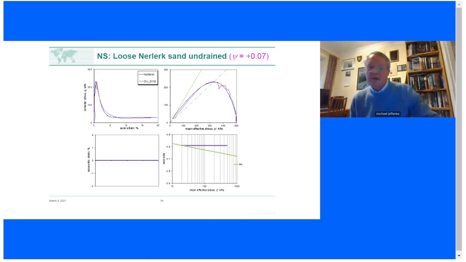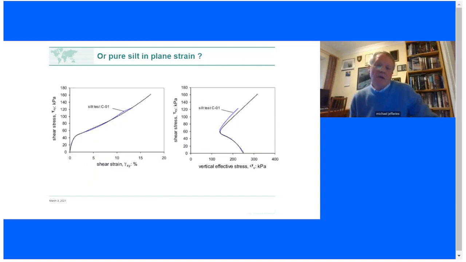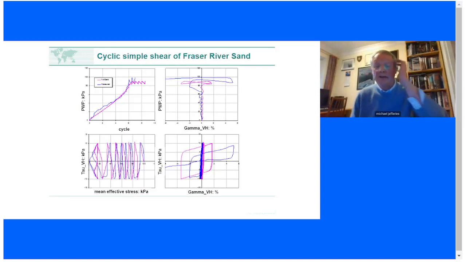At this point, people will say, okay, Mike, you're just showing us triaxial stuff, but all our stuff is 3D. Well, here's pure silt in plane strain, NorSand versus the test data. And people say, well, what about cyclic mobility under earthquake loading? Well, there we go. We can do that as well. In essence, we have now got a complete framework that explains how void ratio controls every aspect of soil behavior.